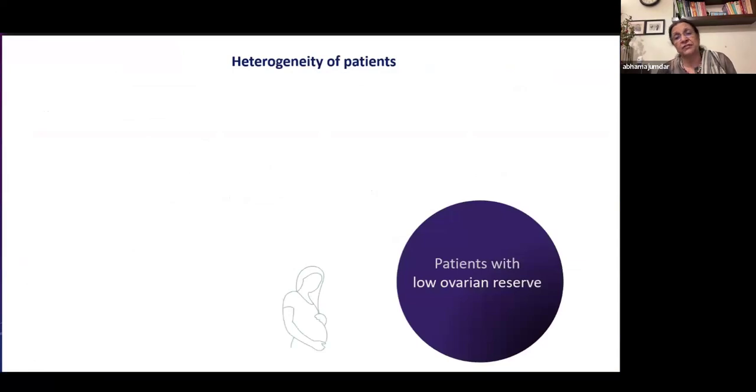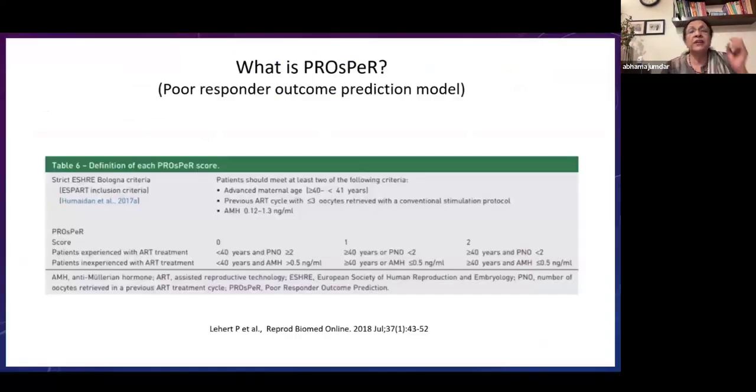Now we come to the last group, patients with low ovarian reserve. In low ovarian reserve, this is the PROSPER model, which is known as the Poor Responder Outcome Prediction Model. And this was based on the Bologna criteria.